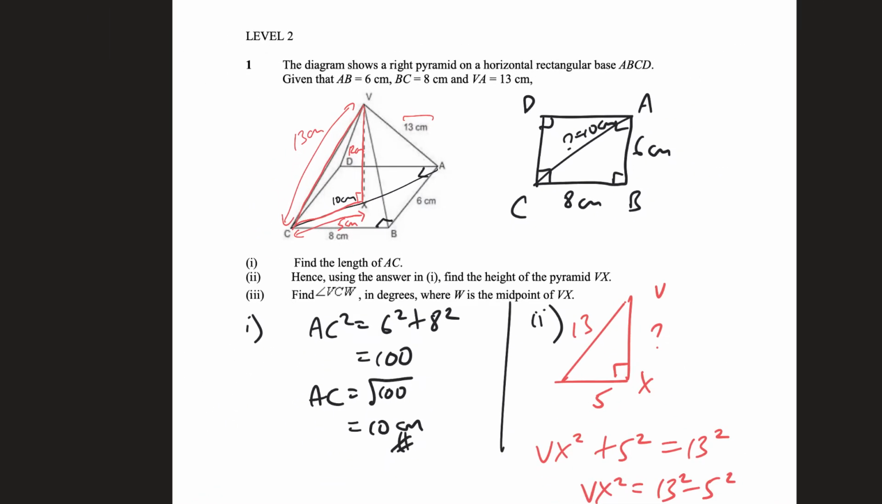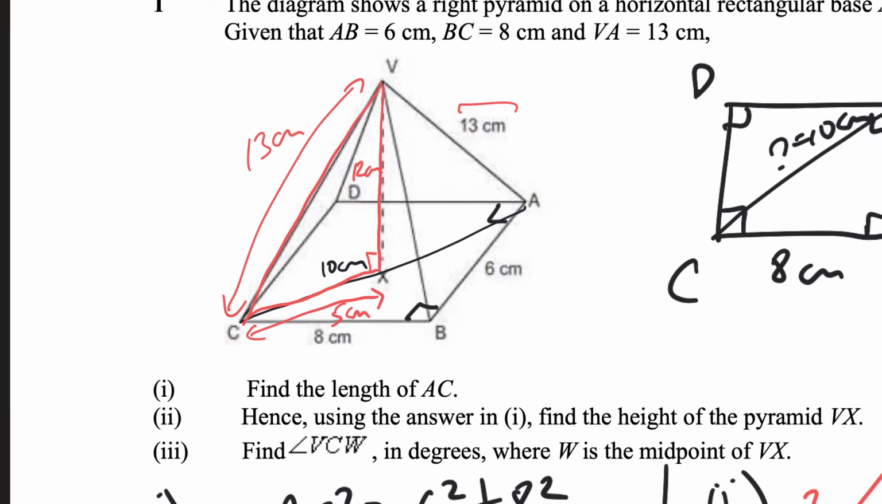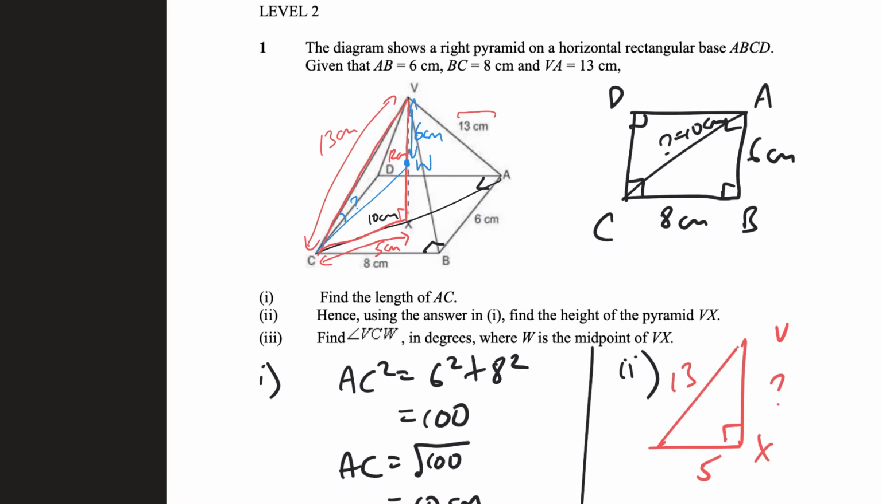Now, part 3, we say find angle VCW, where W is the midpoint of VX. So in the middle here, let's just say this is the midpoint. Since the whole thing is 12 cm, this must be 6 cm. Let's call this point W. We're trying to find this angle. Can you see, we can see very clearly it's not a right angle triangle. This is not a right angle anymore.